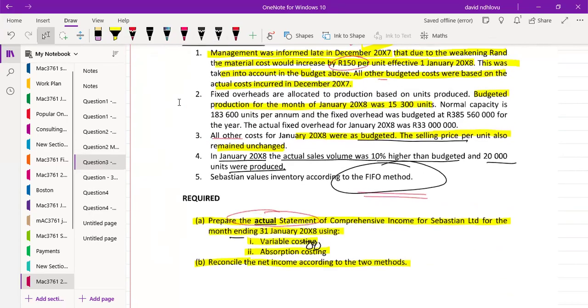Can you please repeat the FIFO method, the one that you have already done? All right, so I didn't understand.